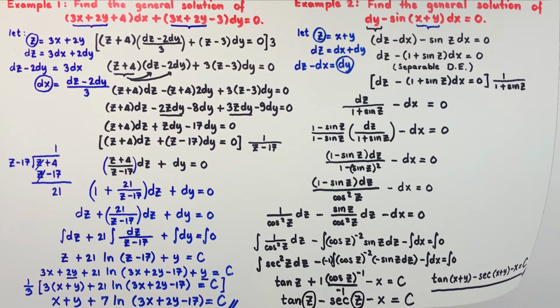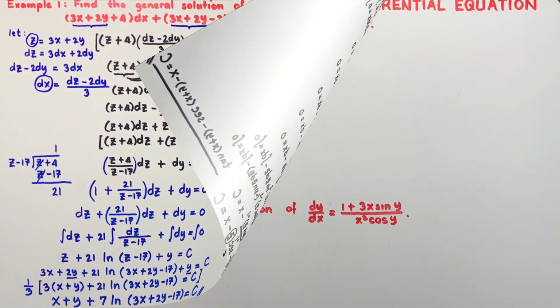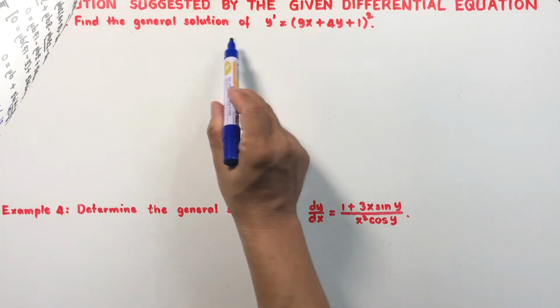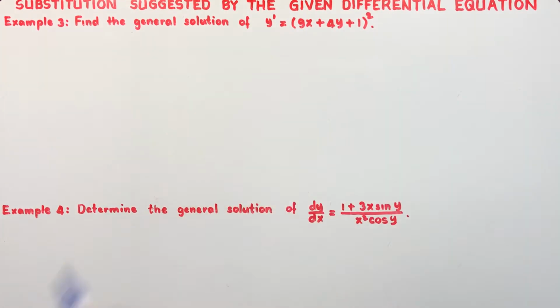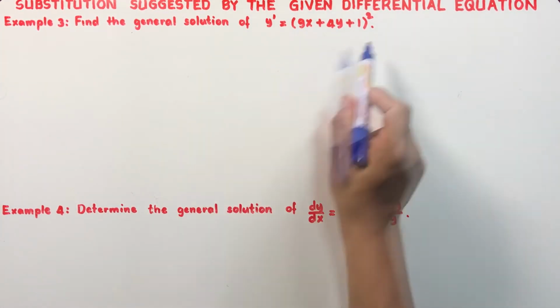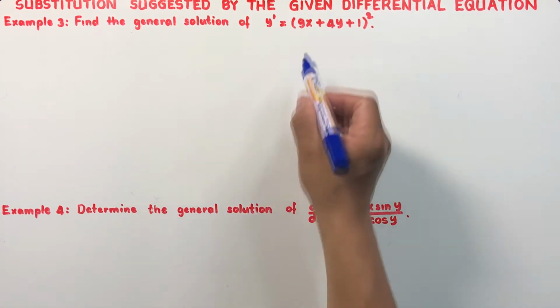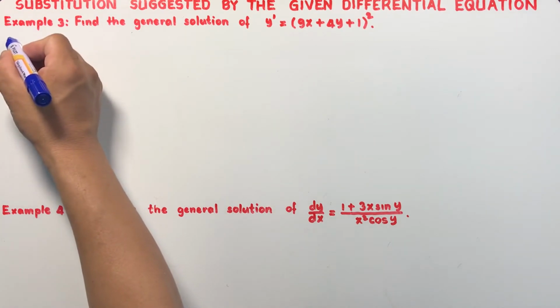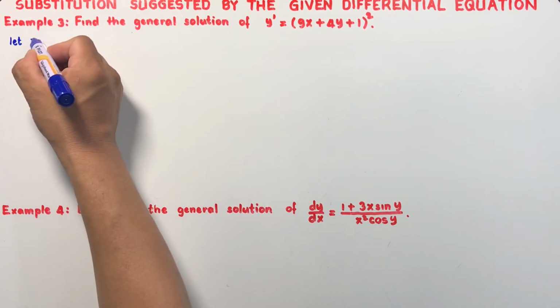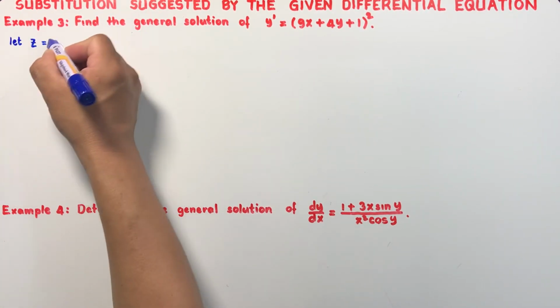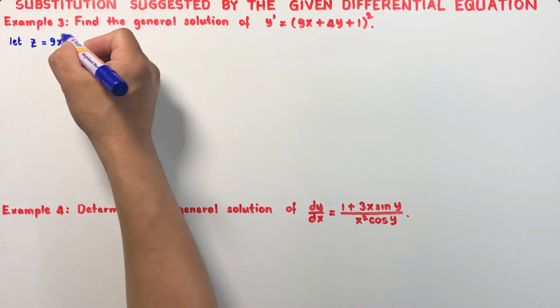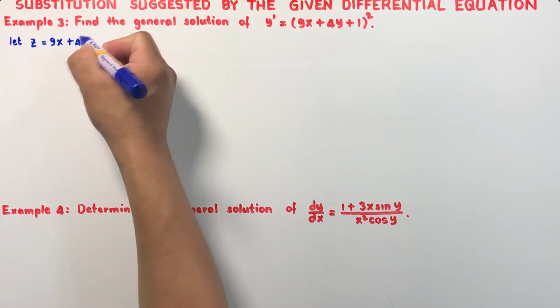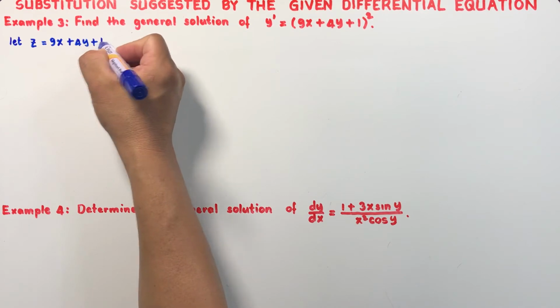Now let's proceed to our example number 3. Find the general solution for this differential equation. Now, looking at this differential equation, we might suspect that we can represent this trinomial here. So let us try representing that trinomial as z. So we have z equals 9x + 4y + 1.